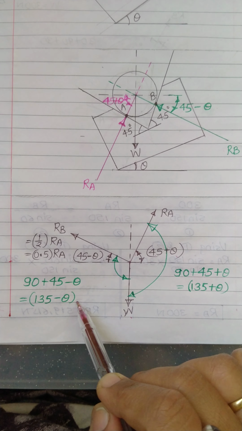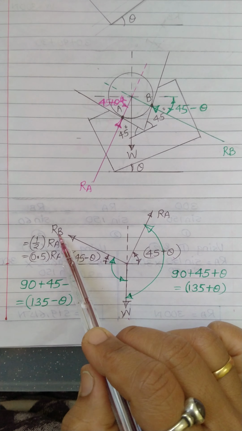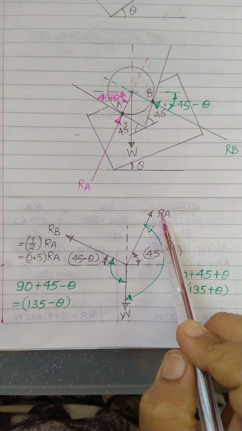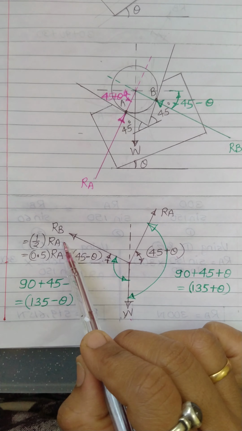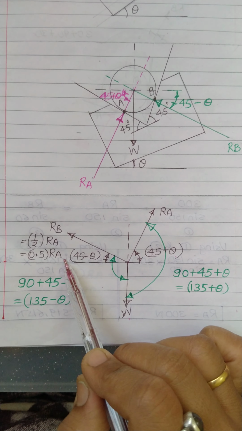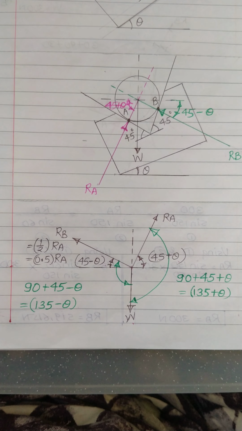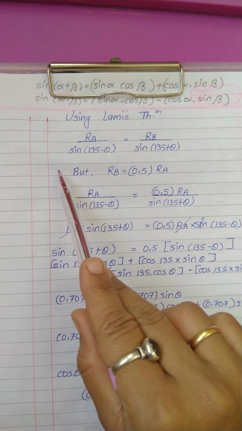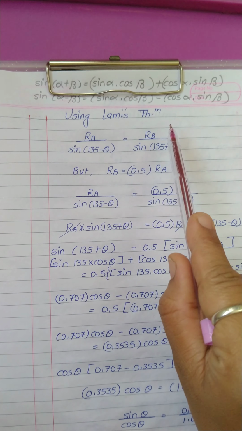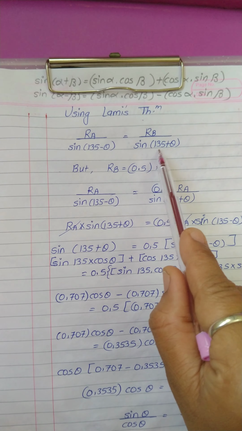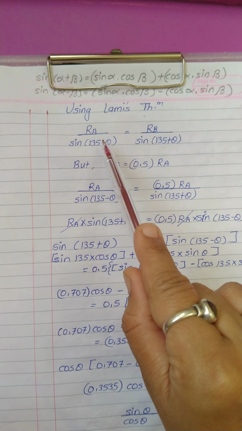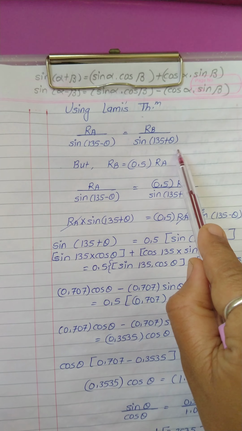And one condition is provided to us, that the reaction at point B is half of the reaction at point A. So this will be 0.5 times RA. Now applying Lami's theorem, RA upon sine 135 minus theta equals RB upon sine 135 plus theta. I have not considered the term W because our purpose is just to find theta.